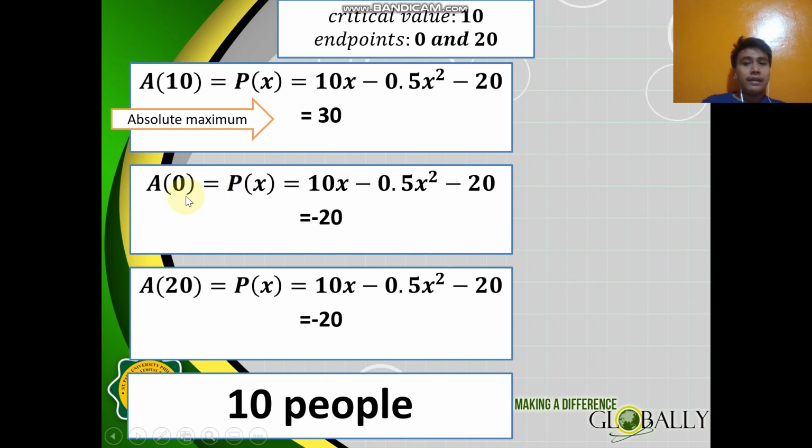But if there are no people in his dad's car, it will not maximize his profit, and it will lessen his profit, maybe because of the gasoline. And if he has 10 people in his dad's car, he will gain 30 US dollars. So we are just using US dollars here.